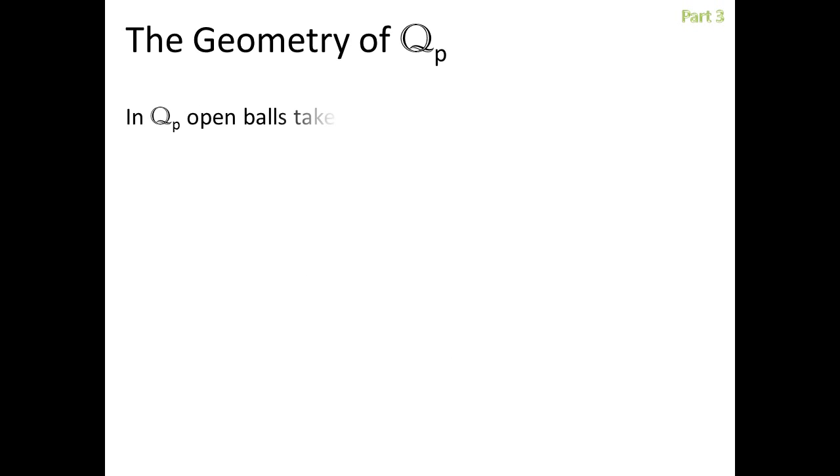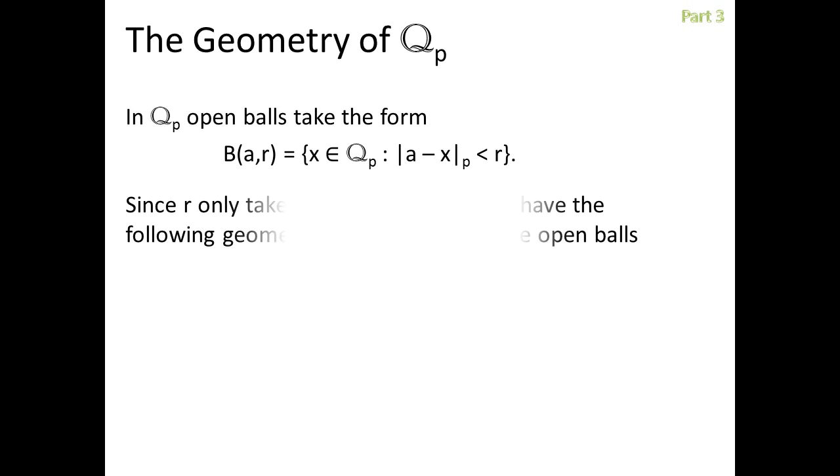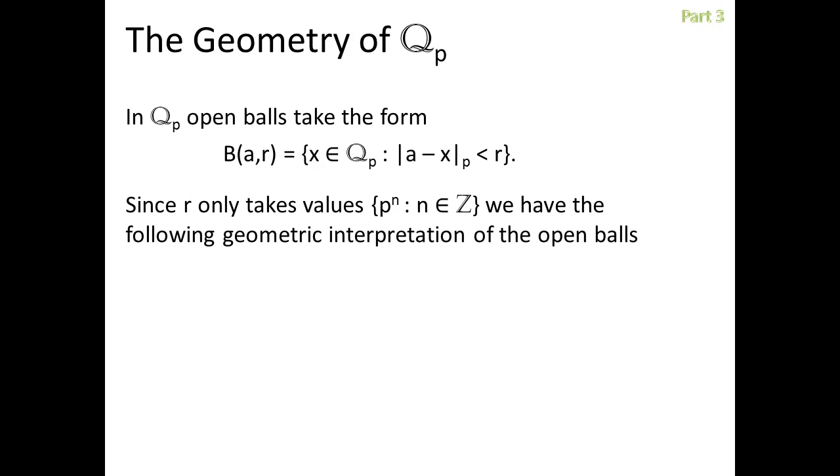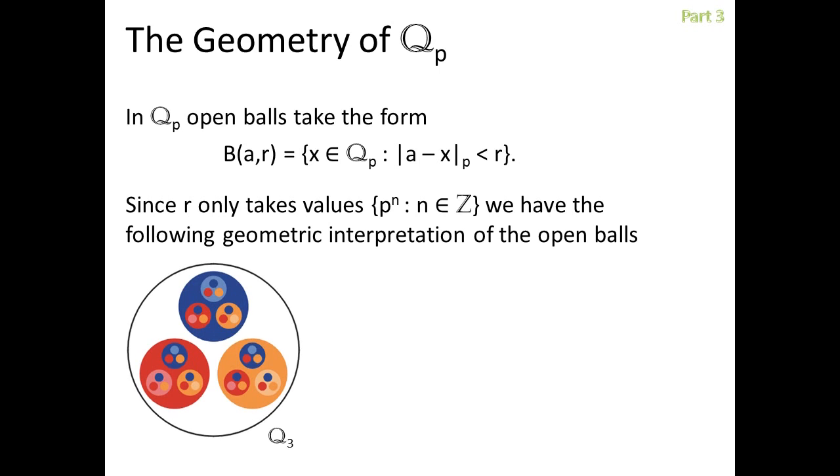But in Qp, we get something totally different. They take the form, this is just the definition, but since r only takes this discrete set of values p to the n, we have the following geometric interpretation of the open balls. So let's say this big circle here on the outside represents r is 1. Then we have 3 balls inside, radius a third. And maybe the blue one is the one that starts at 0, the red one is the one that starts at 1, and the orange one is the one that starts at 2. And then inside each of these balls radius a third, we have the balls radius a ninth. And then inside each of those is the ball's radius a 27th.